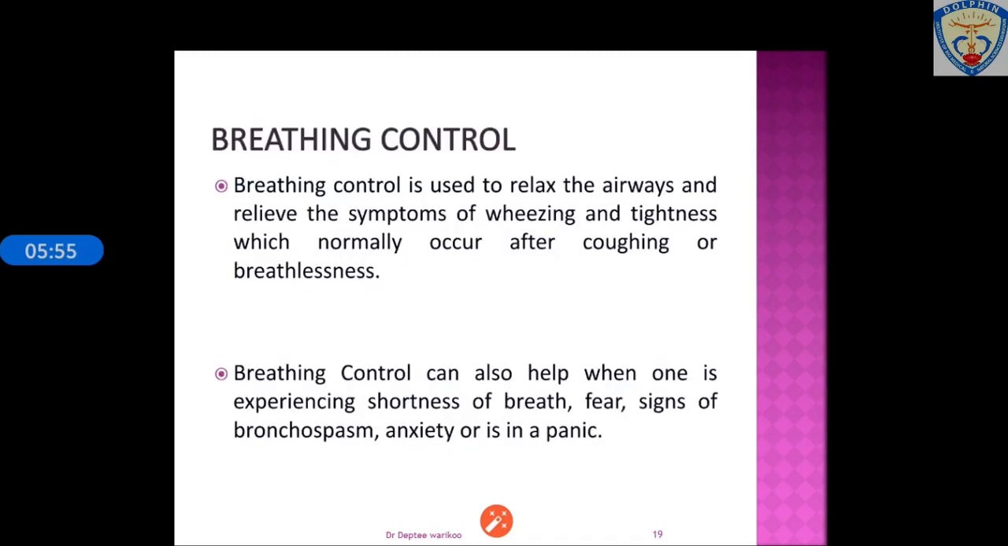So, the first thing is the breathing control. It is used to relax the airways and relieve the symptoms of wheezing and tightness, which normally occur after coughing or breathlessness.